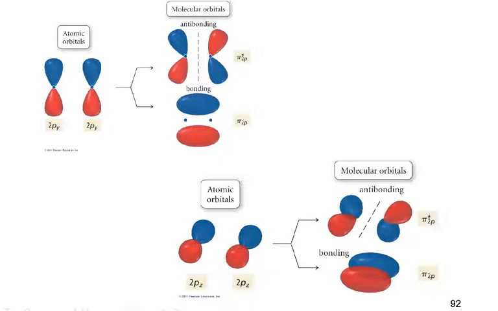The previous slide was the sigma. Then there are also pi bonds. We can have the pi 2p and the pi star 2p, the antibonding. And again, you can see for the bonding, there's interaction above and below the nuclei in this case. And then the antibonding has that big node in between. Same for the z-axis.